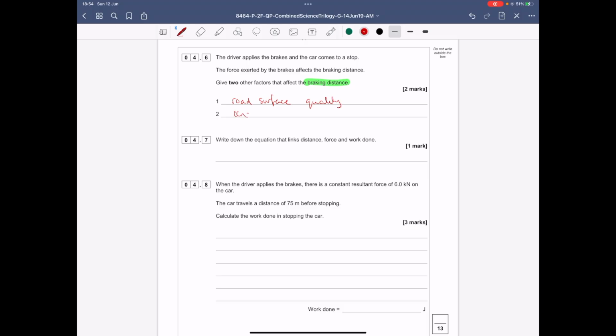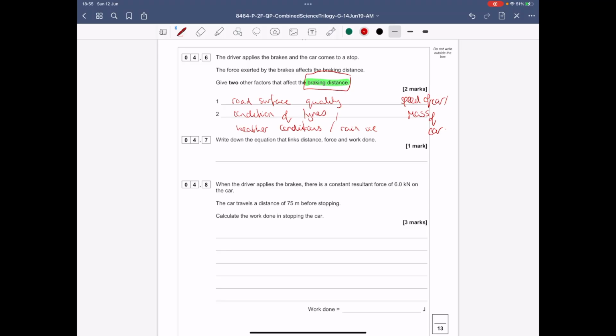You could have condition of the tyres. You could have weather conditions, such as rain or ice. Or you could go on about the actual car itself, so the speed of the car or the mass of the car. So basically it's everything to do with the car and the road, nothing to do with the driver itself. The driver is the thinking distance, the braking distance is the car.